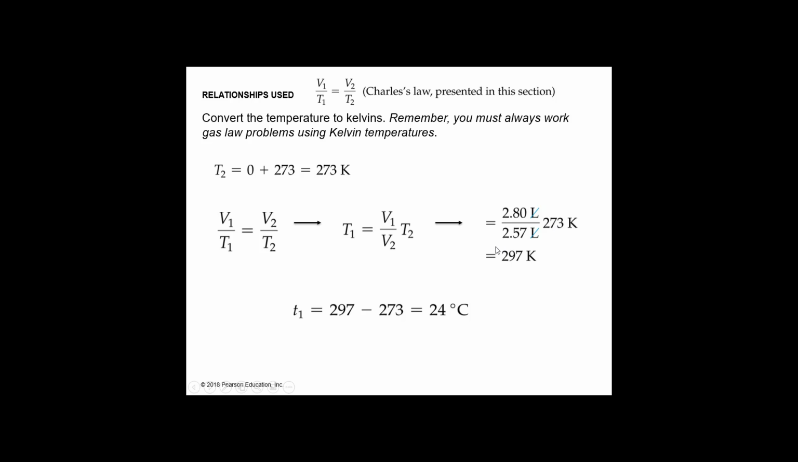So we get our answer in Kelvin, but we're not done. We also need it in Celsius. So we go back and we subtract 273, and that gives us 24 degrees Celsius. Remember how to go from Celsius to Kelvin: we add 273 to the Celsius, that gives us Kelvin, and when we want to get to Celsius, we subtract 273, and that gives us our Celsius.